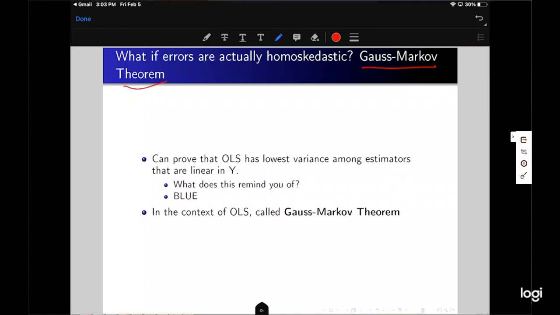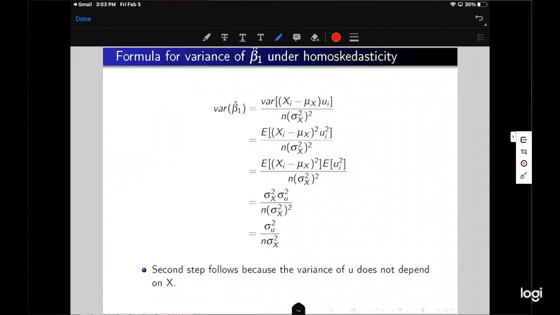What does this remind you of? It should remind you of BLUE, the best linear unbiased estimator. So in the context of ordinary least squares, or OLS, this is called the Gauss-Markov theorem. In other words, OLS is BLUE when some assumptions hold.